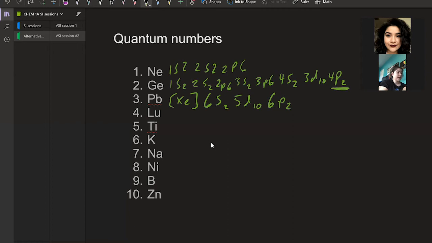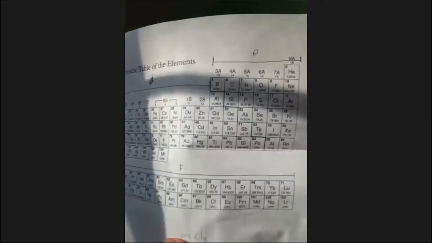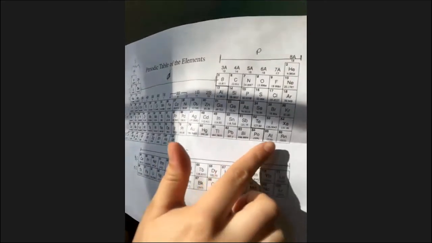And then for lead, because I didn't want to go through all the hassle of writing out this long list of quantum numbers, what I did, a shortcut, is to use the noble gases, everything from helium to radon. It's kind of hard to point when you're doing it inversely. So everything from helium to radon, you can use as an abbreviation, and then you just continue with the quantum numbers as you go.